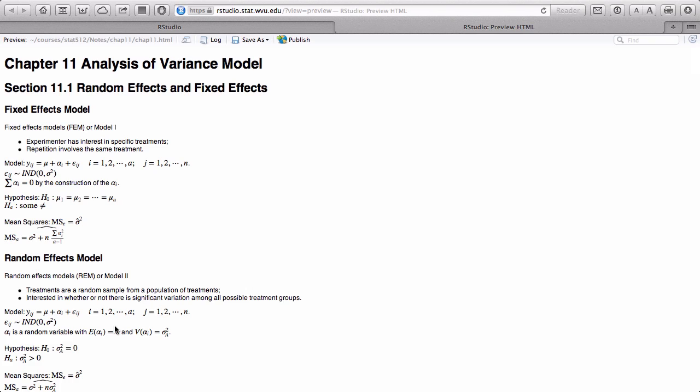So in Chapter 10, we looked at the case where we had a model y sub ij equals mu plus alpha sub i plus epsilon sub ij. The only thing that was random was the epsilons. The alpha sub i's were fixed. By the constraint we imposed, the sum of the alpha sub i was equal to 0.